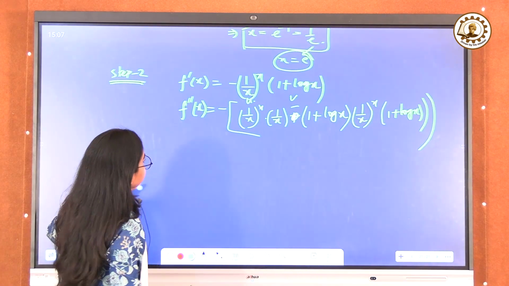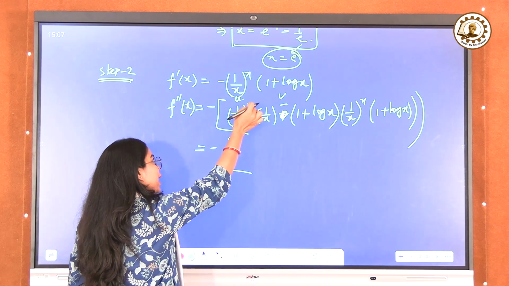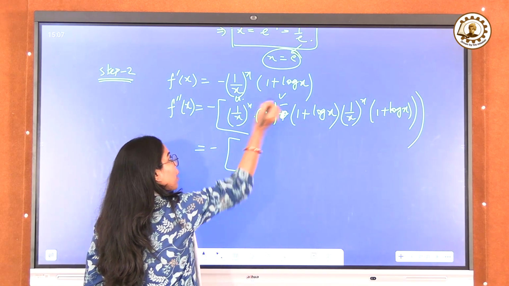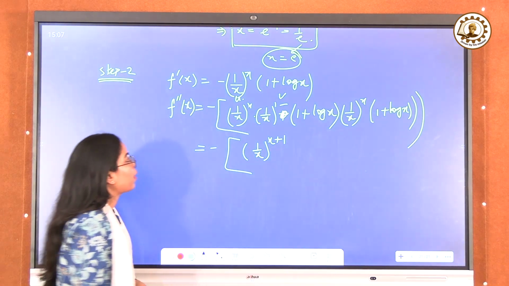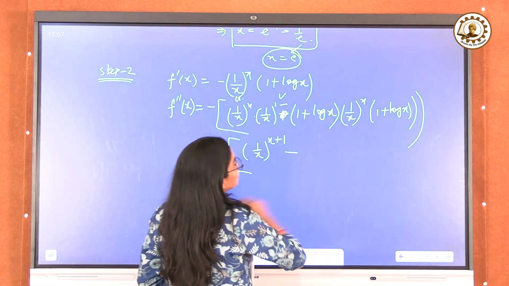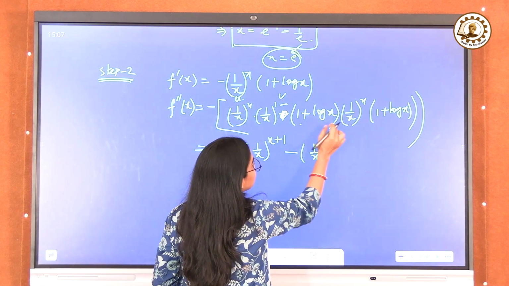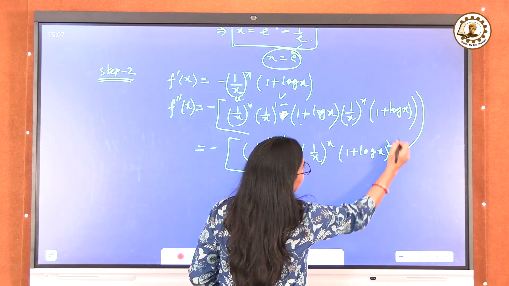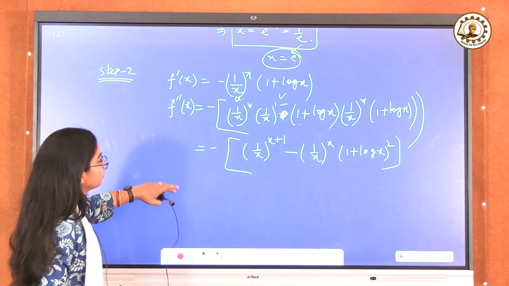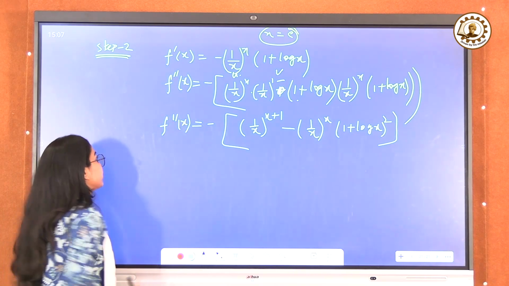Okay, so f double dash x is minus 1 by x to the power x into 1 by x, plus 1 minus 1 by x to the power x into 1 plus log x into 1 plus log x, so that will be 1 plus log x whole square. So finally that is our second order derivative.